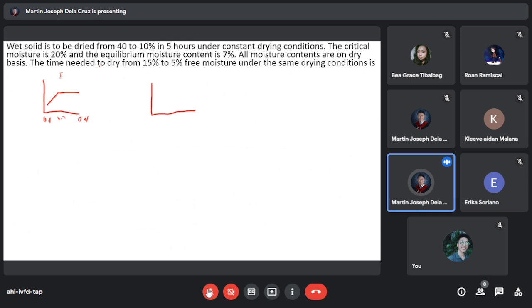In your case 2 class, you take note na kailangan nating i-add si 7% nito. So in your case 2, you have 0.22. And you have 0.12 here. This is 0.2. And 0.12. So meaning to say it's under your constant, my falling rate. Okay? So in here class, parehas lang din dun sa example number 1 natin yung process ng solving natin. But take note class, what you really need to understand here is the free moisture class.